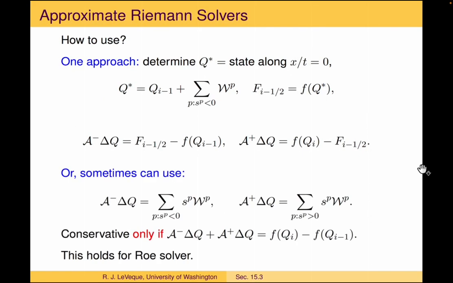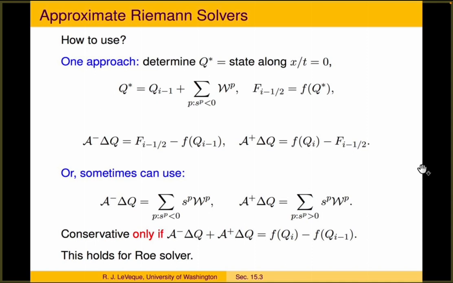So that's one way to use it, but another way to use it that's a little more convenient in the wave propagation form is to define the fluctuations to be simply the sum of the speed times the wave, summed over all left-going waves for the left-going fluctuation A minus dq, and similarly for A plus dq, sum up S times W over all the right-going waves.